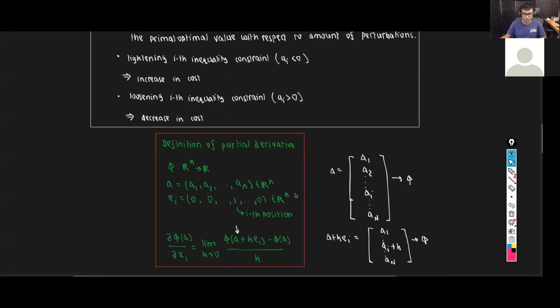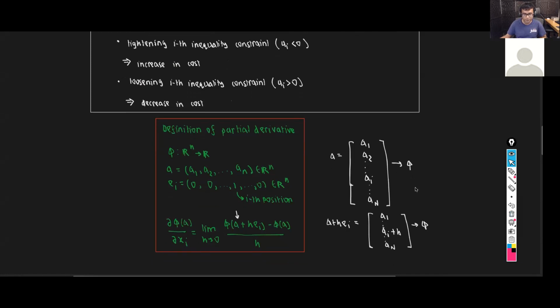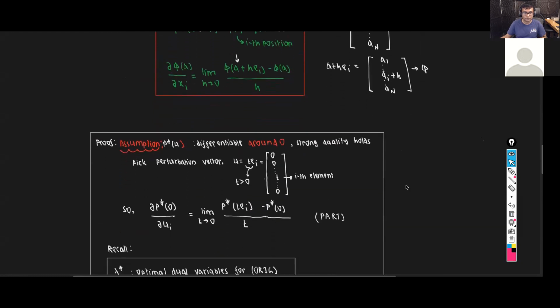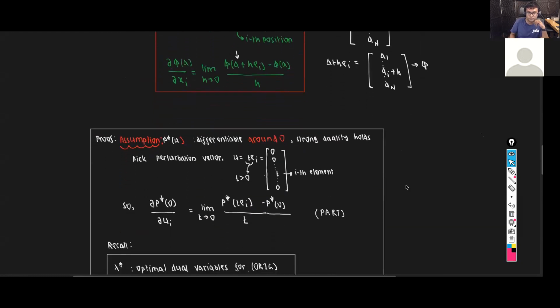Okay, so now that we have refreshed our memory of partial derivative, let's start the proof. In this case, we are trying to compute this quantity, del p star at 0, because we are perturbing around 0. We are interested in the characteristic of the optimal value function when there is no perturbation. And we are interested in computing the partial derivative with respect to ui, which is the amount by which we are perturbing the ith inequality constraint.